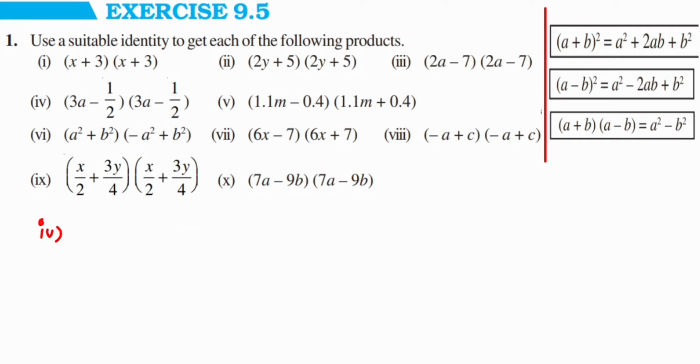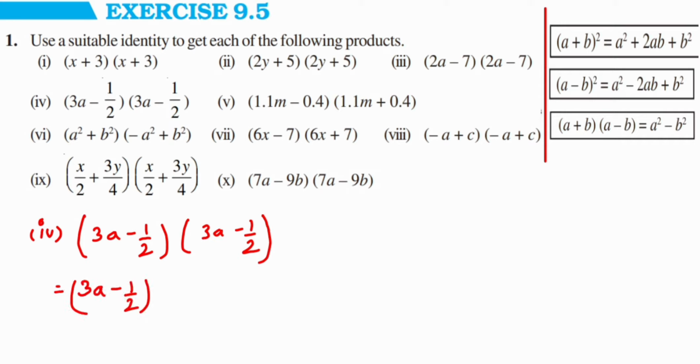So here we have (3a − 1/2) into (3a − 1/2). So this is like (3a − 1/2) whole square. Now here if you see, it's like (a − b) whole square. So in place of a we have 3a, in place of b we have 1/2. So we'll apply the identity.